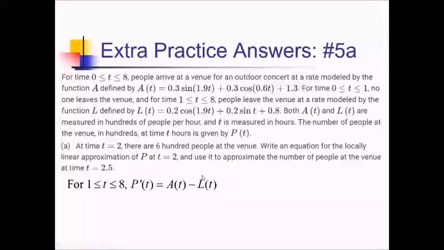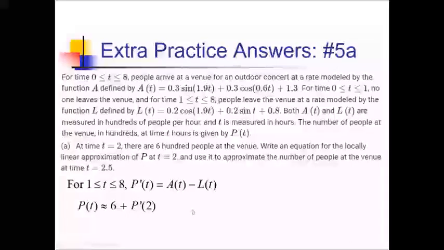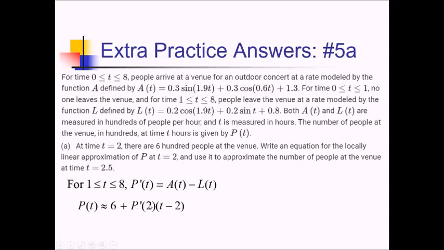So we can say that p of t then is going to be approximately equal to the number of people at time 2, which we said was 6. I'll write 6 to represent the 600 here. Plus, we're going to have p prime of t, in this case p prime of 2, because our launching off point is 2, times, and now we're going to have t minus 2, because again 2 is our launching off point. So this is essentially f of a plus f prime of a times x minus a. All we have to do at this point is enter this in the calculator and then plug in 2.5. So let me go and do that now.